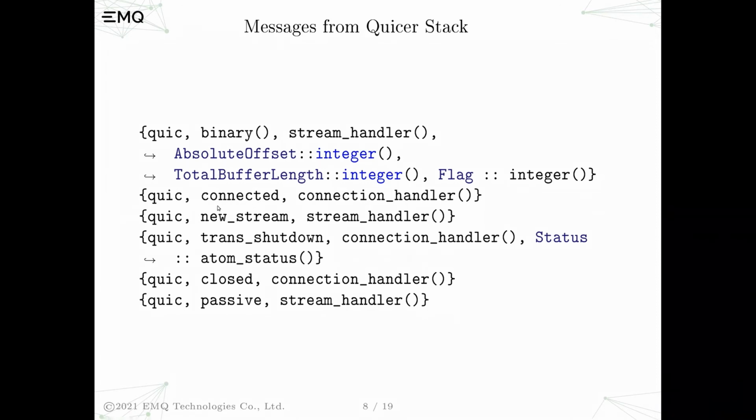Then you have the connected message, which notifies you when a new connection is incoming. Also new_stream serves the same purpose for streams. You also get shutdown, transport shutdown or closed messages when the connection is closed either by you or by the peer. The last one is passive, similar to gen_tcp: it notifies you that your socket or handler is going to passive mode, which means it has run out of active credits.